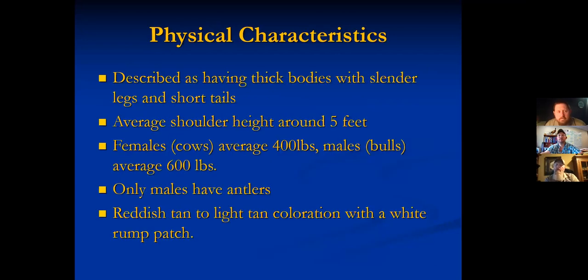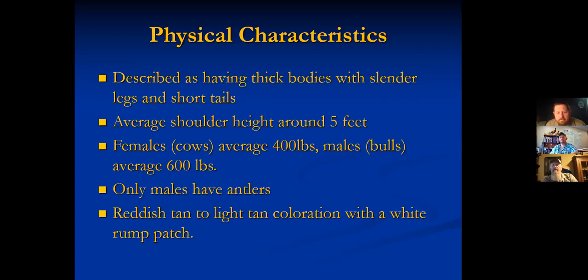So some physical characteristics of elk. They're basically described as having thick bodies with slender legs and a short tail. An elk, even though you look at one, you may not think it has a tail because you can't hardly see it, but they do. It's probably about 3 to 6 inches long, maybe, depending on the animal. It is kind of hard to see, but they do have a real short tail.